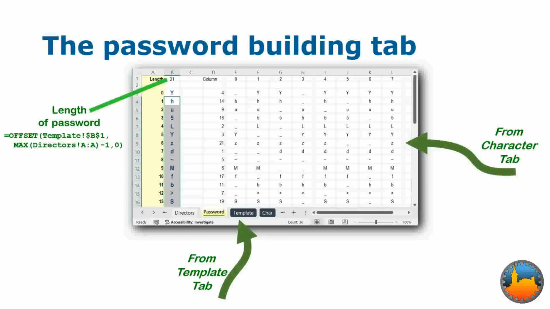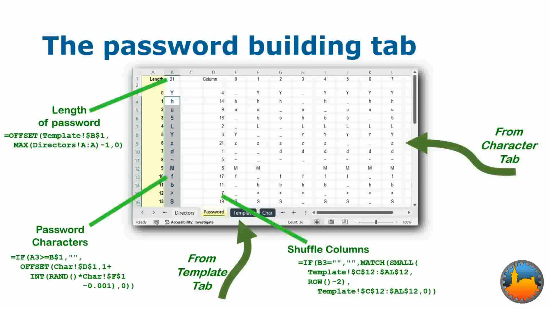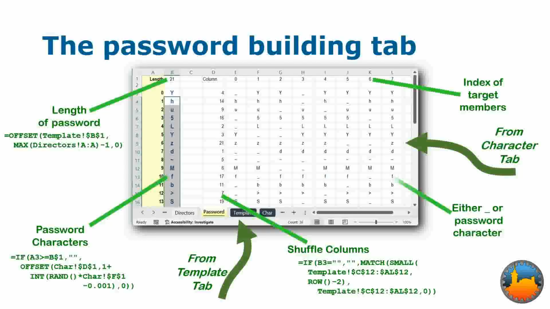Each character within the password is randomly picked from the char tab. The places to hide characters in each person's message are determined by how we shuffle the columns from the template tab. In order to do these calculations, we therefore need to have 2 further supporting tabs.